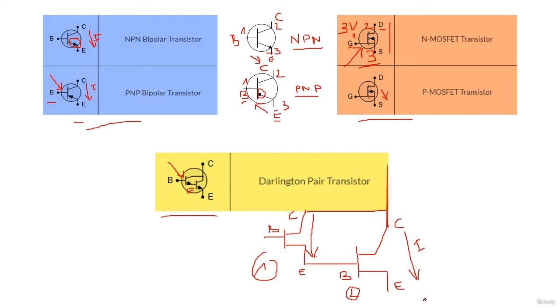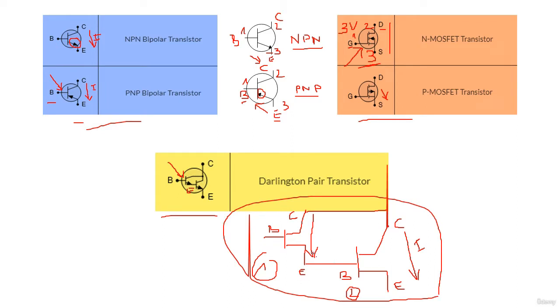This kind of symbol or technology is used in many motherboards. So this is all about transistors, MOSFETs, and a special symbol, or special montage, called the Darlington Pair Transistor.